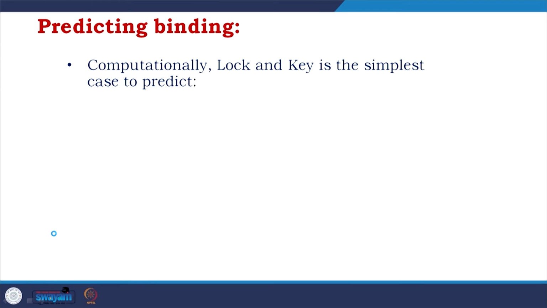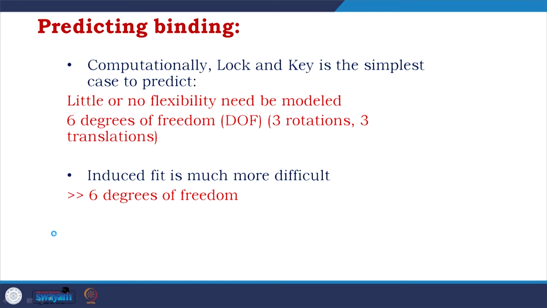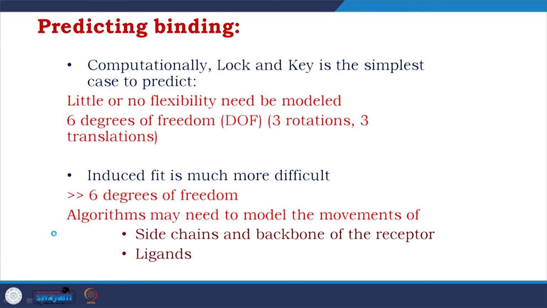So, predicting binding computationally, as I told, lock and key is the simplest case to predict. Little or no flexibility needs to be modeled, 6 degrees of freedom, 3 rotation, 3 translation. Induced fit is much more difficult, much greater than 6 degrees of freedom. Algorithms may need to model the movements of the side chain and backbone of the receptor and ligands. Now, here you see you are considering your protein and then a small molecule is coming.